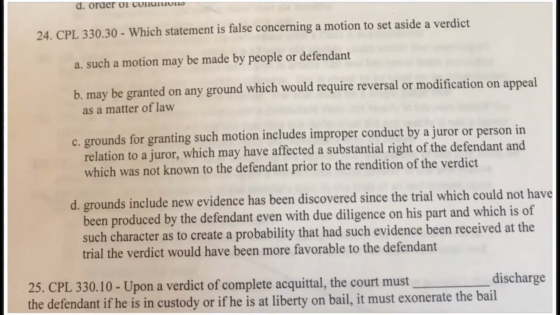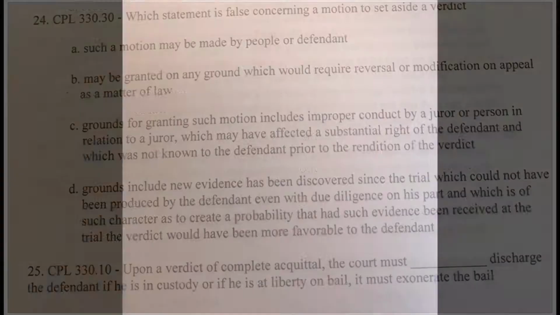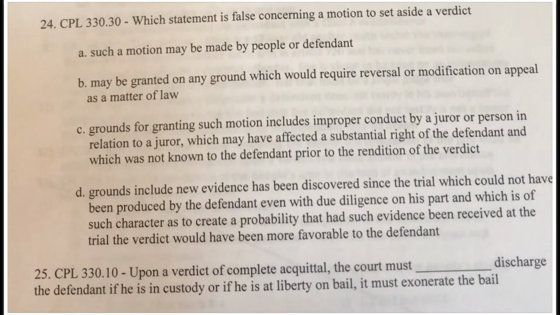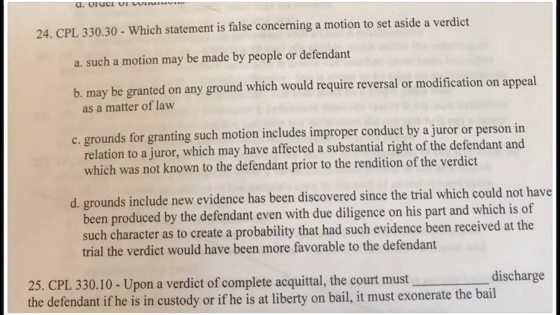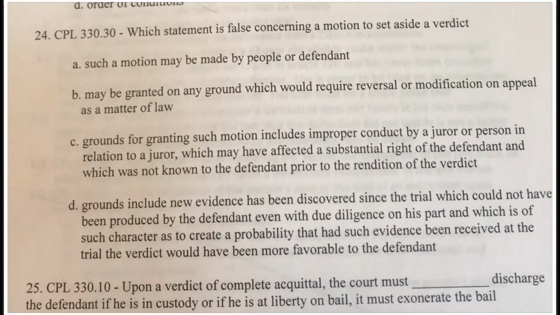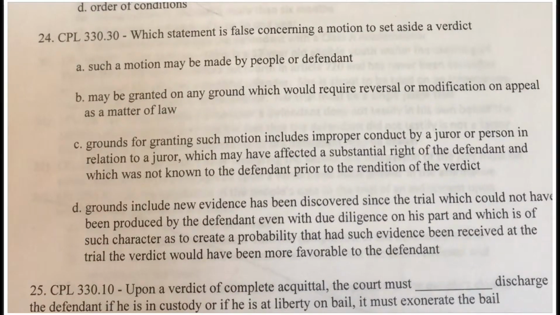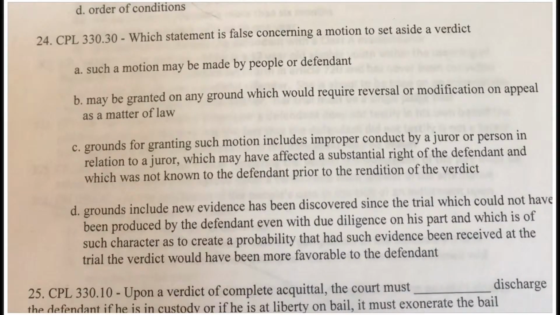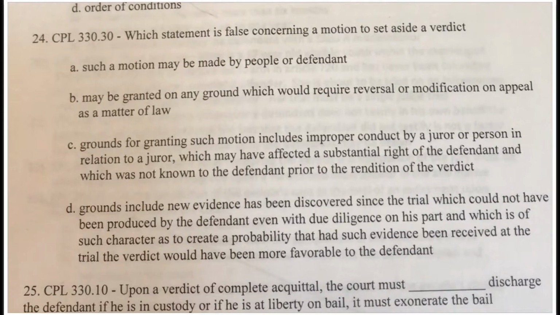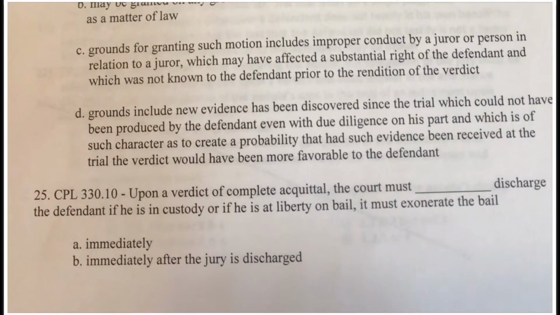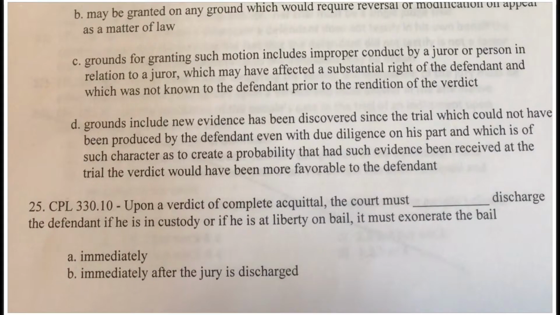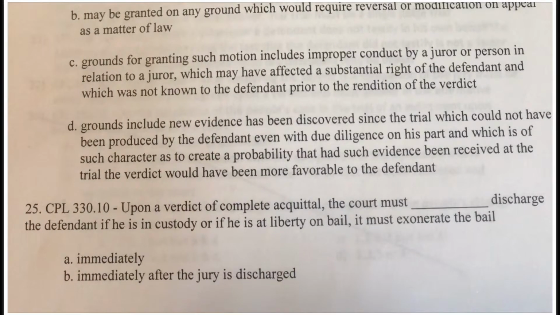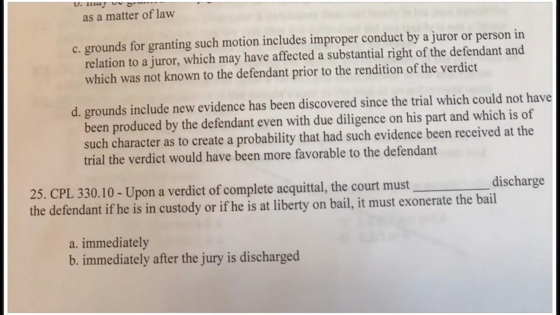24, which, if any, of the following concerning a motion to set aside a verdict? 1 is wrong because it's made by defendant only. 2, may be granted on any ground which, if raised on appeal, would require a reversal or modification by an appellate court. That's true. 3, ground includes new evidence has been discovered since the trial which could not have been produced by defendant at the trial, even with due diligence on his part, and which is of such character as to create a probability that had such evidence been received at trial, the verdict would have been more favorable to the defendant.